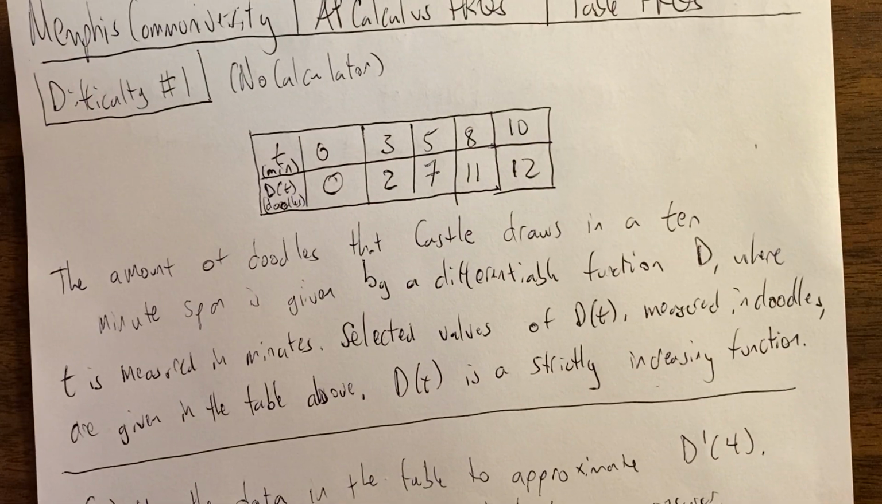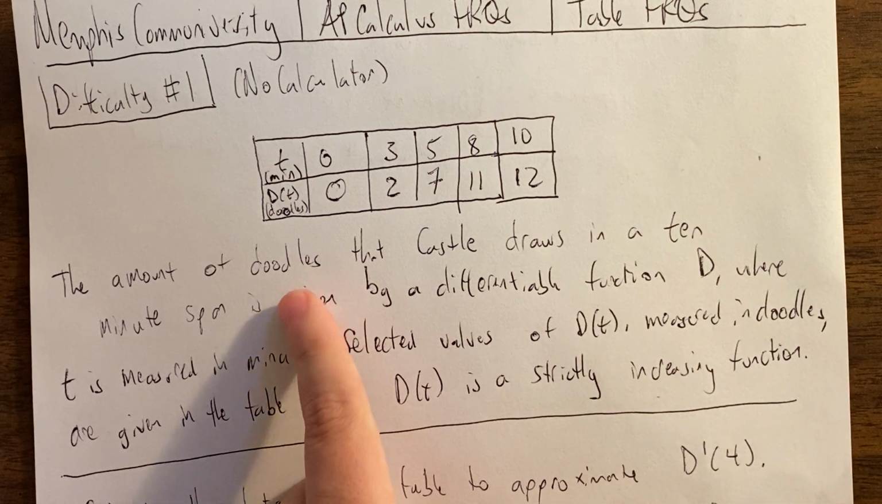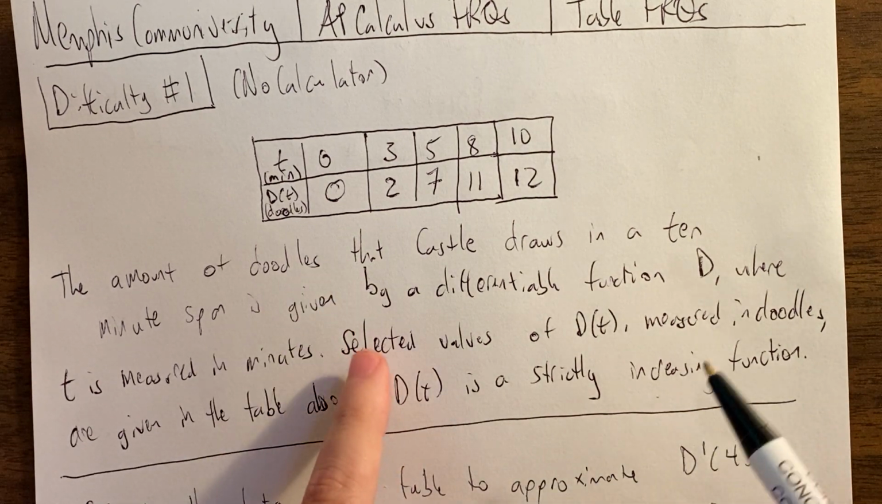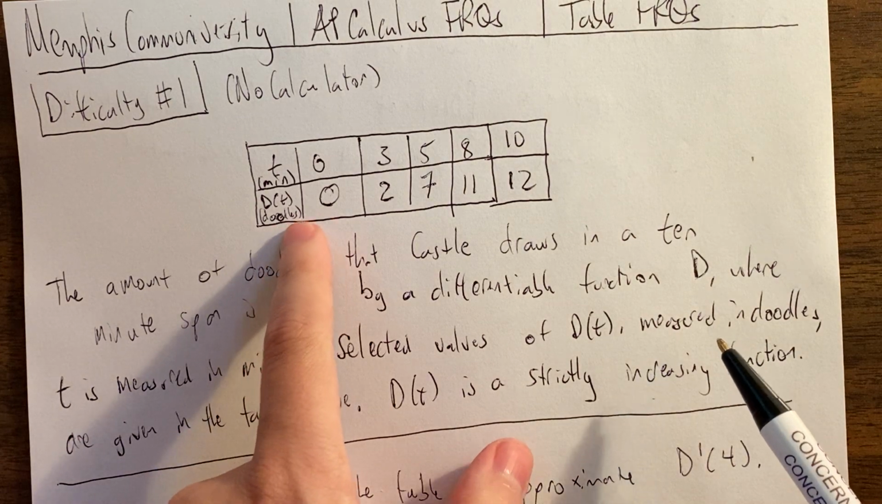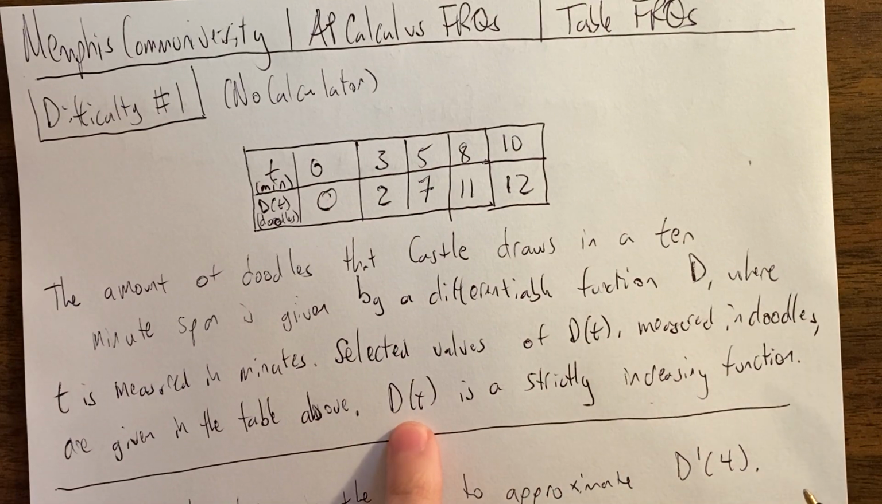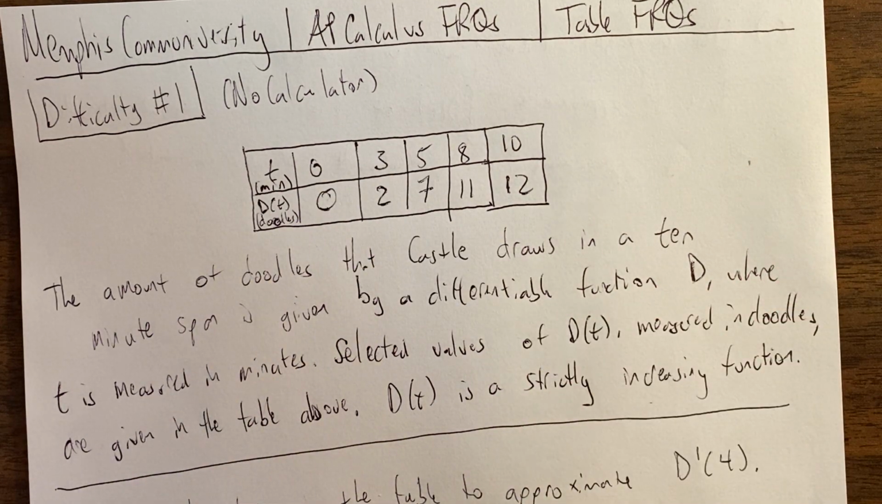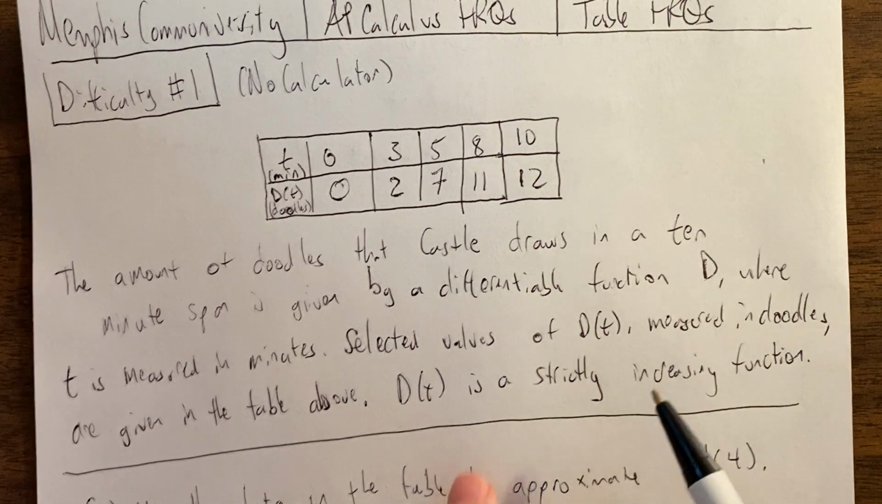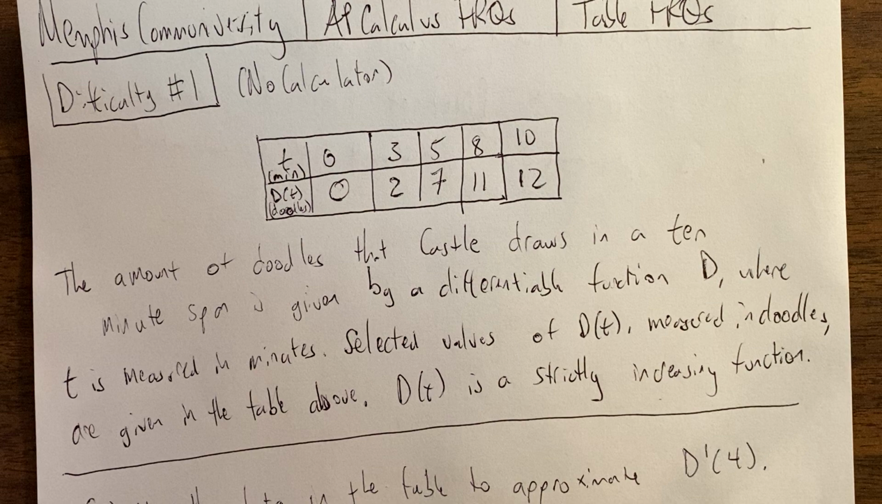So let's practice. Looks like I have my friend here, Castle. Castle likes to doodle things in her little notebook. And it looks like the number of doodles, see if you can see this is the word doodles, is given by this function D. And nothing too major about it. D is in doodles and t is in minutes. Sometimes that helps with the units. And it does say this sentence right here, D of t is a strictly increasing function. We'll see where that comes up later.